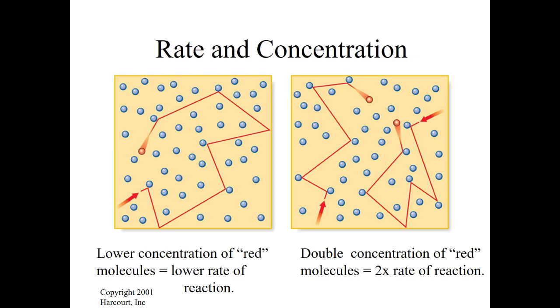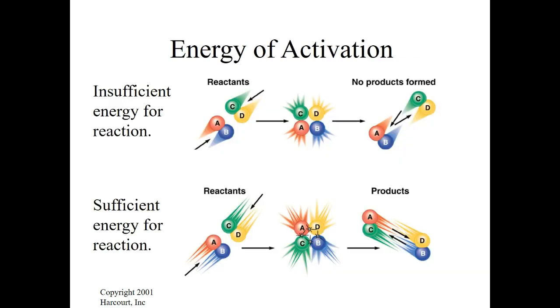So this example is just showing, if I just had one red guy trying to bounce around with other molecules in there, the blue guys, if I have one, it makes it harder to get that chemical reaction to happen than if I have lots of reds and blues, so they can find each other, hit in the right way and with enough energy, and then form a product. Getting enough energy for these guys to hit together is called the energy of activation.